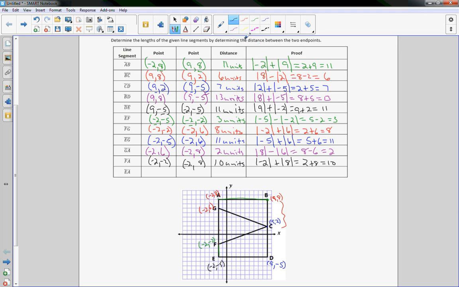Finally, EA. E is -2, -5. A is -2, 8. The X's are the same, so I'm not going to do anything with those. Y is -5, Y is 8. They're opposites. We're going to add the absolute value of -5 plus the absolute value of 8 equals 5 plus 8, which is 13. Okay, so EA is 13.